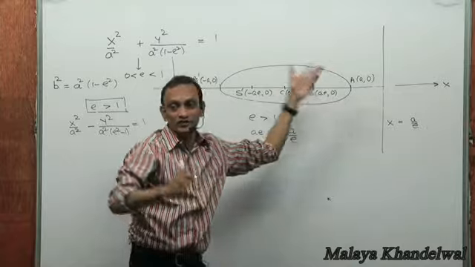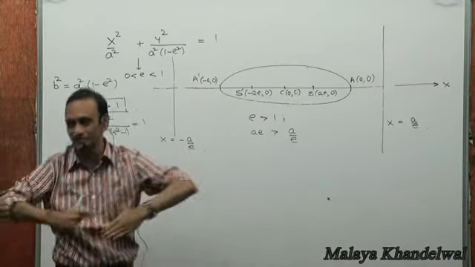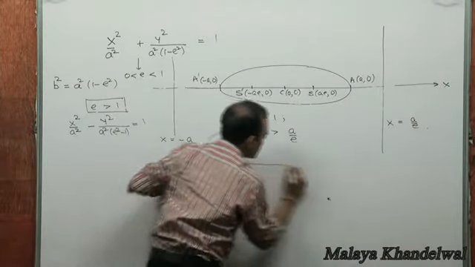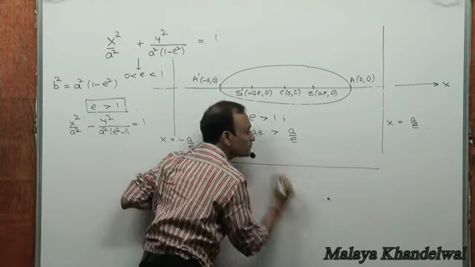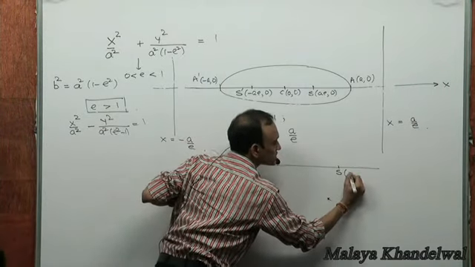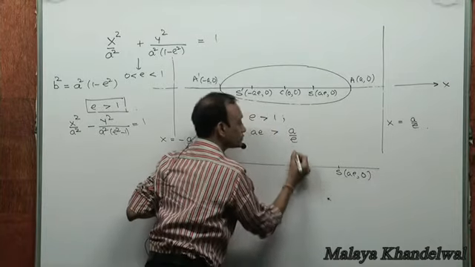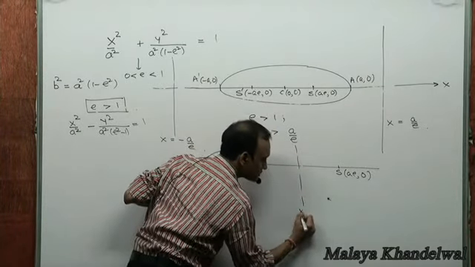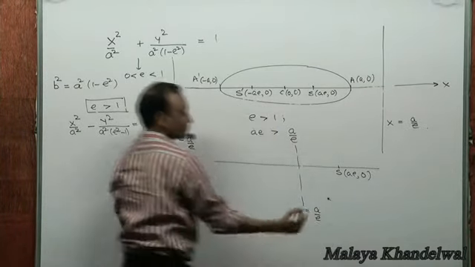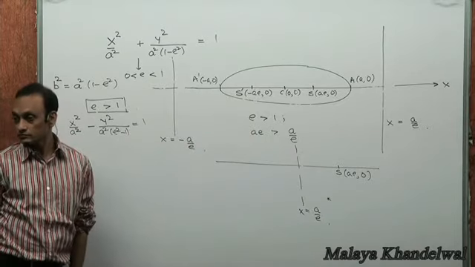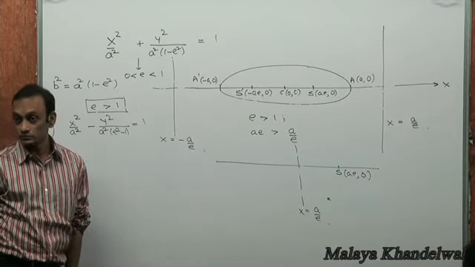This ellipse now, if E was greater than 1, how would it look? It would look like the axis of symmetry will still remain the same. It would be like now the focus is to the right, the directrix is to the left. This is how it would happen. Right?